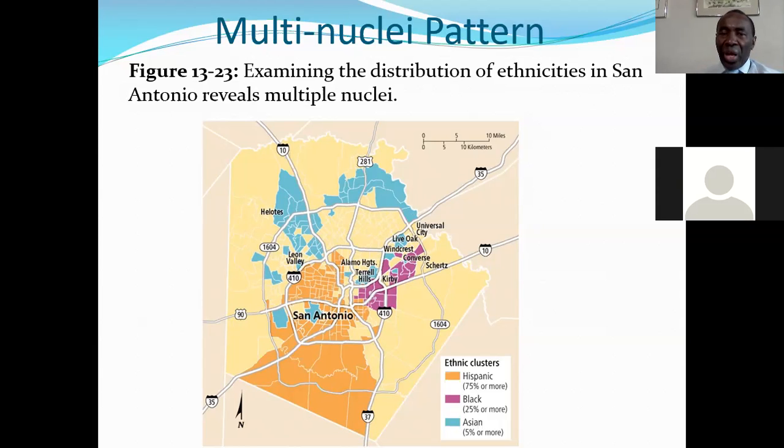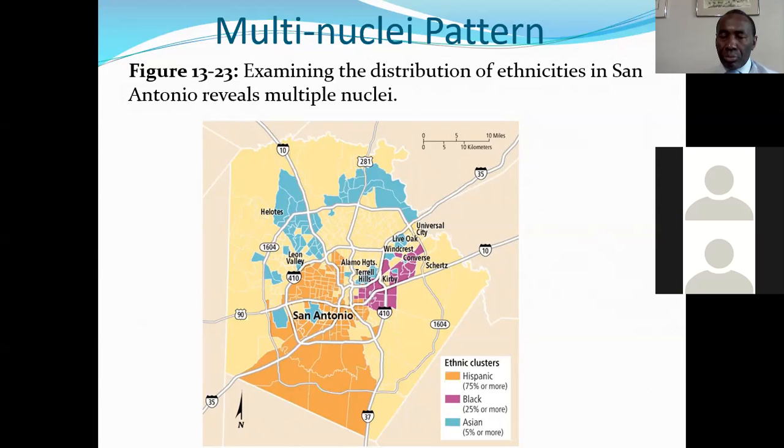Any questions so far about the application of concentric, sector, and multi-nuclear models, in this case, in the city of San Antonio? Any question for me or comment? Is any of you familiar with San Antonio in Texas? I went there a few years ago. Okay. So does this map show what plays out there in terms of where people live?